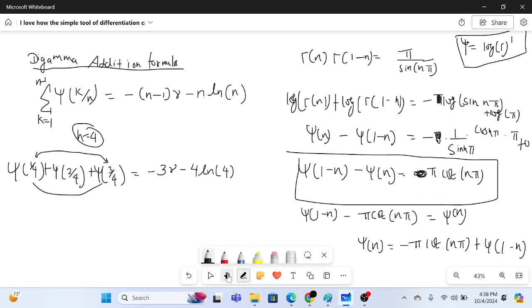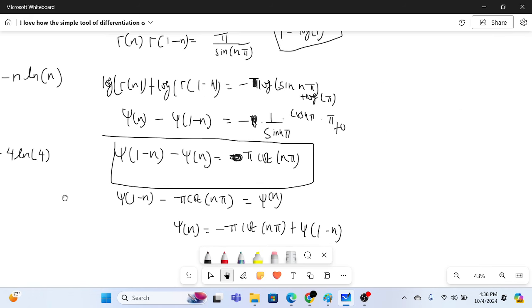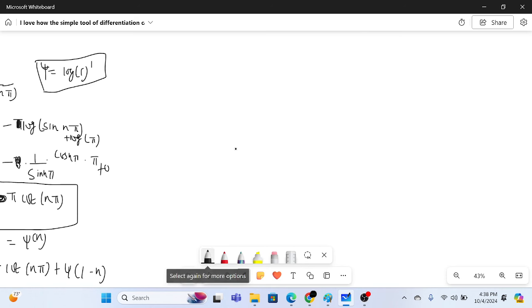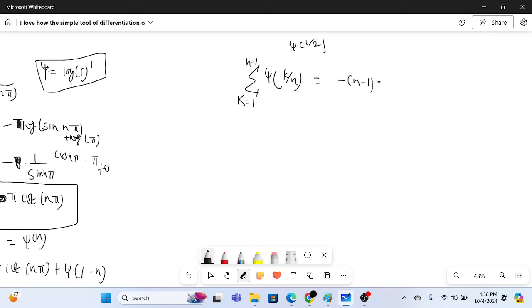Now let's see how to find digamma of 1 by 2. For that, we can again use the same sum. In the sum we had the sum from k equals 1 to n minus 1 of digamma k by n is equal to minus of n minus 1 times the Euler-Mascheroni constant minus n ln n, right? If you put n as 2, this sum goes from 1 to 1. So digamma of 1 by 2 is equal to minus of 2 minus 1, which is just 1, times gamma, minus 2 ln 2. So we got this value, right?